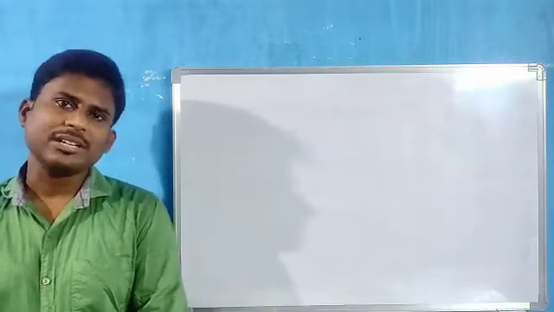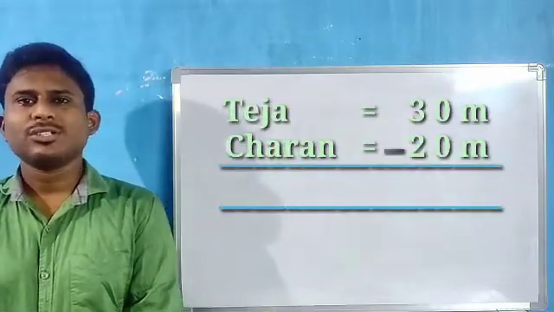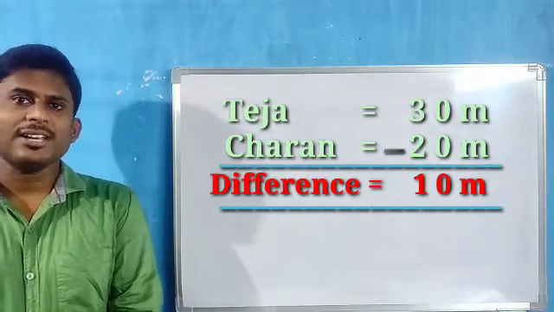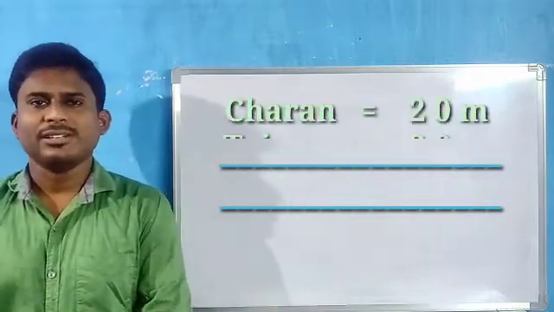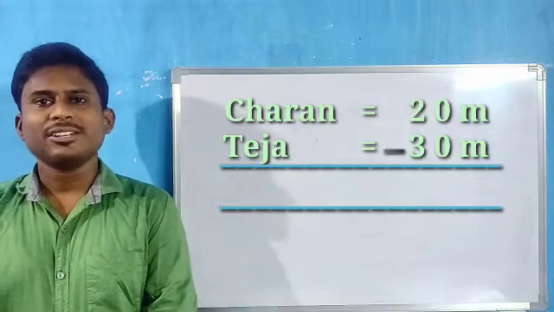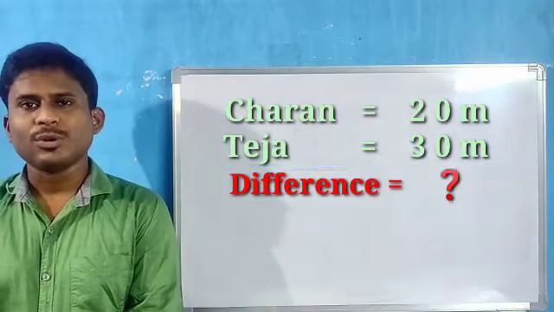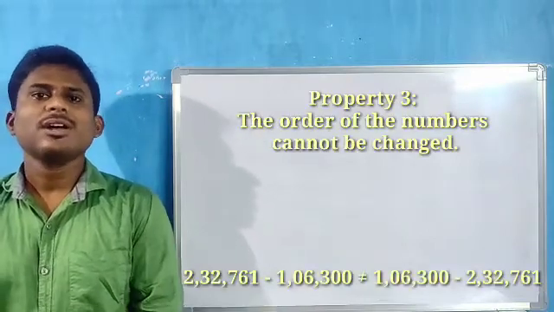Now Teja 30 meters minus Charan 20 meters. So it will give us what, children? 10 meters more. But see, children, if we change the order, first Charan 20 meters minus Teja 30 meters, will the answer be the same, children? No. So the order of the numbers cannot be changed in subtraction, children. This is your third property.